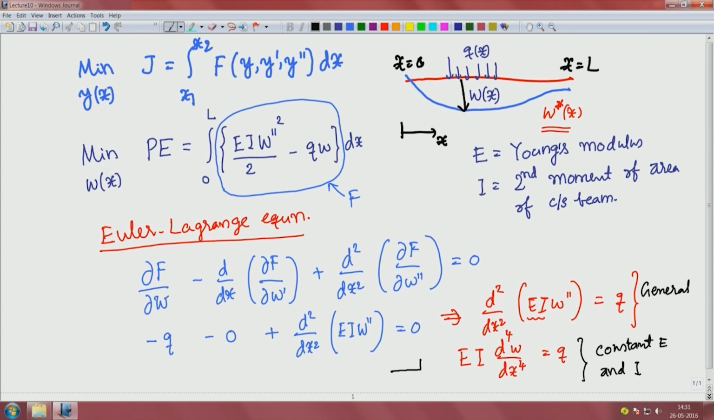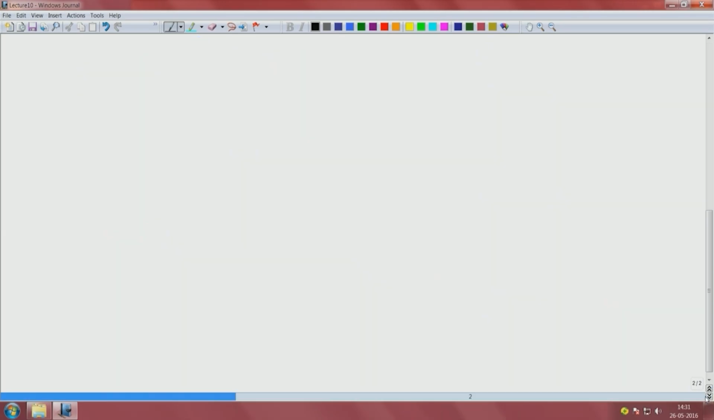This is a familiar relationship for us from the Euler-Bernoulli beam theory, which we got from minimization of potential energy. Okay. This much we had done in the last class. Now, we will try to write the boundary conditions also. The boundary conditions were, there were two sets of boundary conditions.